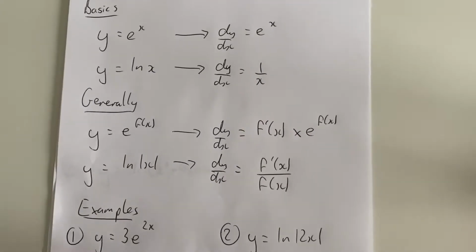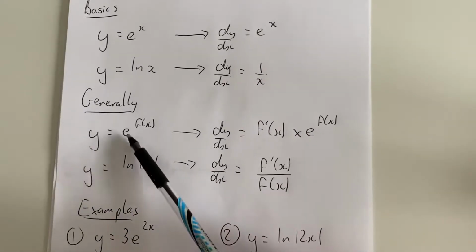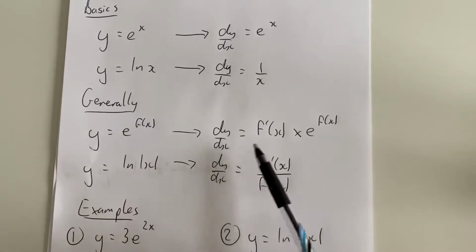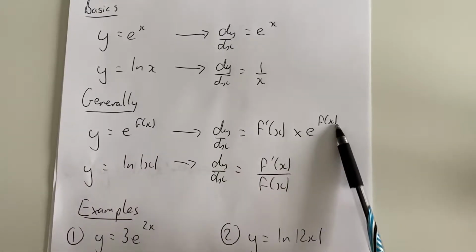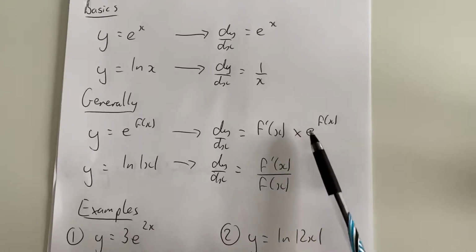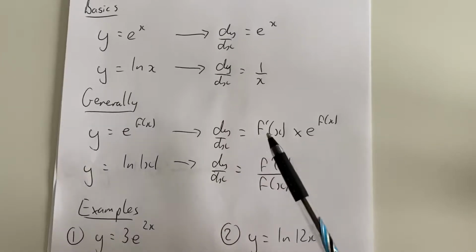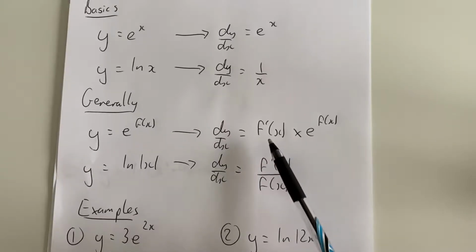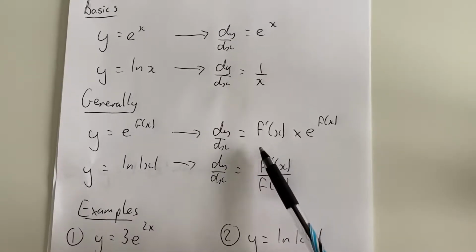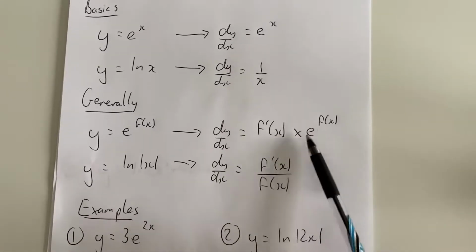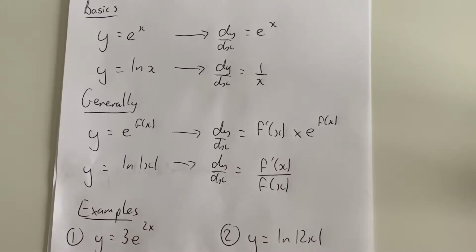So generally, e to any function, when you differentiate it, you still get e to that function, but you have to multiply by the differential of that function. It's actually a version of the chain rule, but I'm not going to go quite into that right now. But it's just the differential of the function times by the original e to the power of that function.